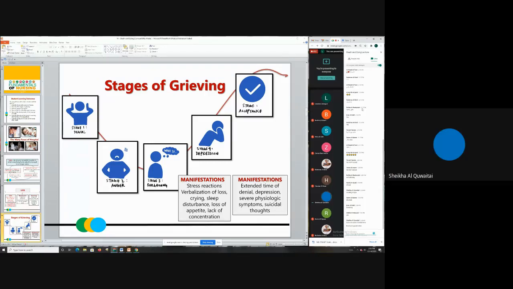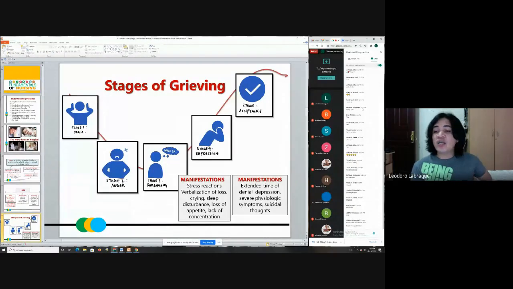Yes, and if I cannot speak to him directly, I try to ask, for example, any family member or any other person who is close to the patient to try to relieve this anger. Very good. Thank you, Shaika.